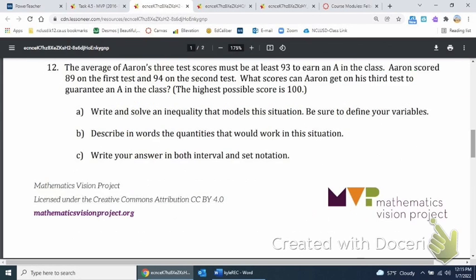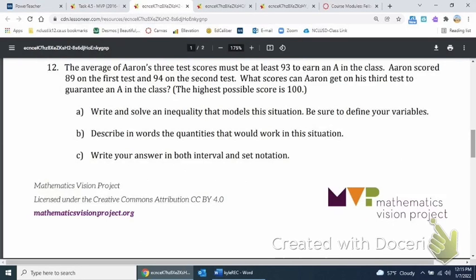Okay, so for 12 now, we're talking about an average again. So we're going to add them up and divide by how many there are. But now we're talking about test scores, and there's 3 of them. So to find our average test score, we have to add the 3 test scores up and then divide by 3. And what this tells us is that they want the average, it must be at least 93 to get an A.